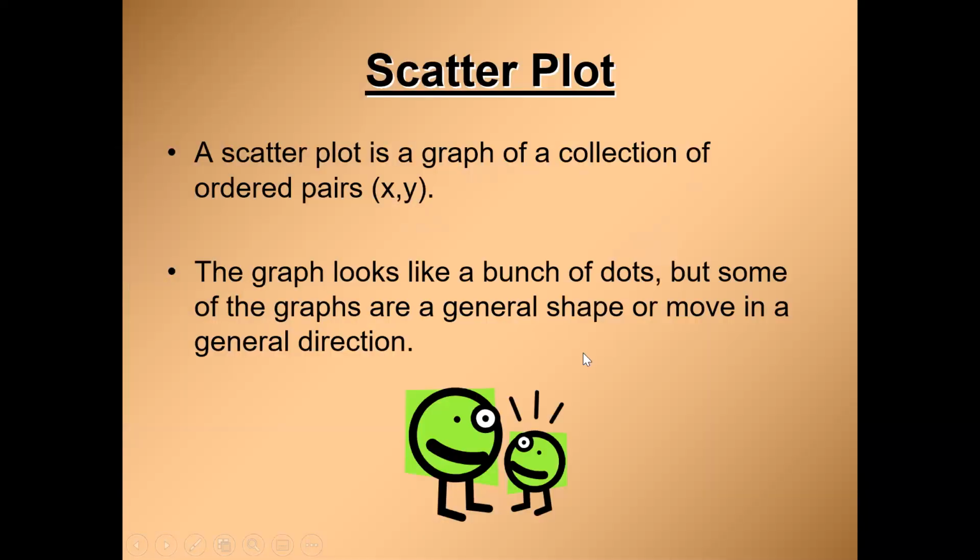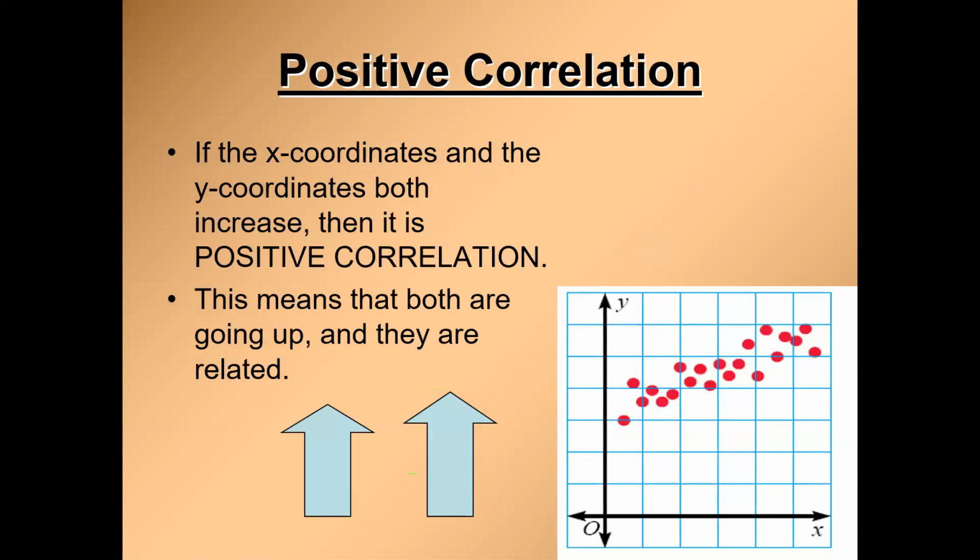So a scatter plot is basically a collection of ordered pairs or dots, X, Y. The graph looks like a bunch of dots, but generally it will create a shape. In this situation, if you look at the shape, you can draw a line with a positive slope going upwards. In this case, it's called a positive correlation.